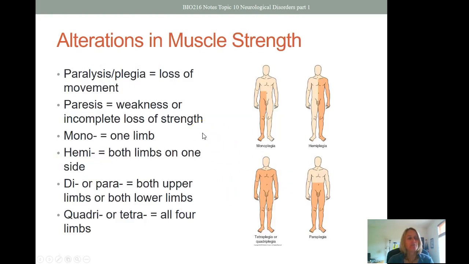Let's talk about alterations in muscle strength. Paralysis or plegia means loss of movement. Paresis is weakness or incomplete loss of strength. Mono is for one limb, hemi for both limbs on one side, di or para for both upper or both lower limbs, and quadri or tetra for all 4 limbs.